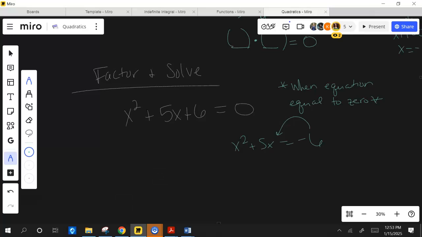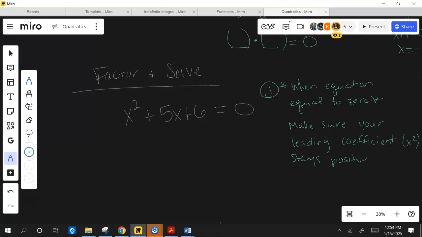Okay? So I'm going to make a note here also to help you in your factoring. I'm going to put this as step 1. Make sure your leading coefficient, what is a leading coefficient? The one in the beginning in standard form, so the one that's hooked to what? x squared. So make sure your x squared term stays positive. So that's going to tell you which side to move everything to, okay?